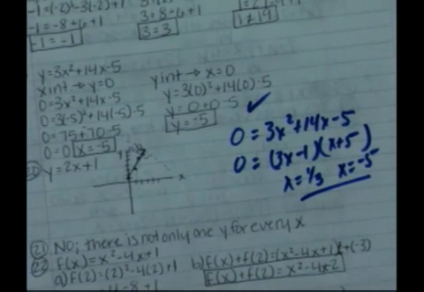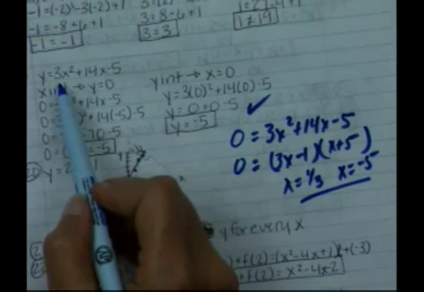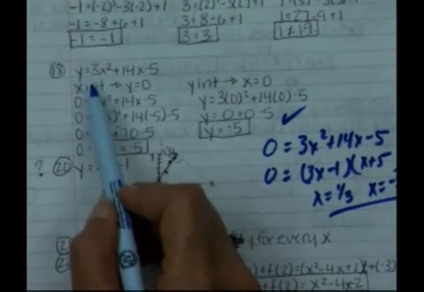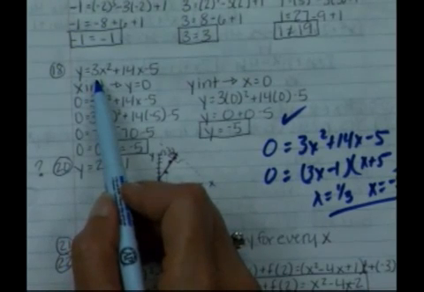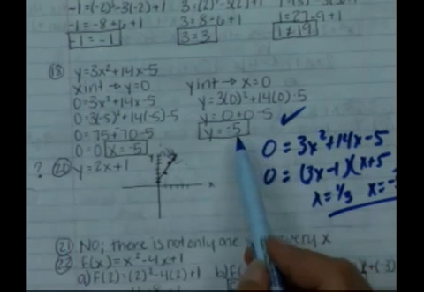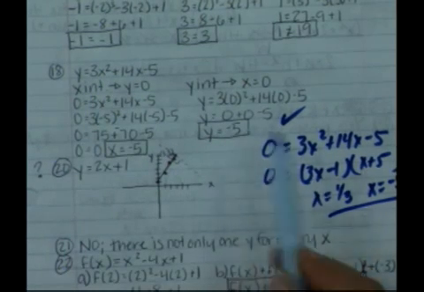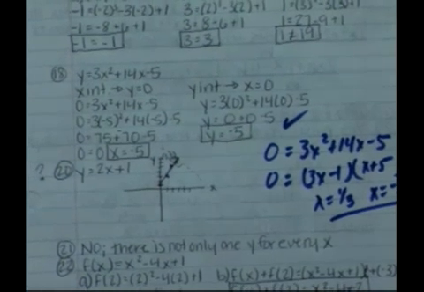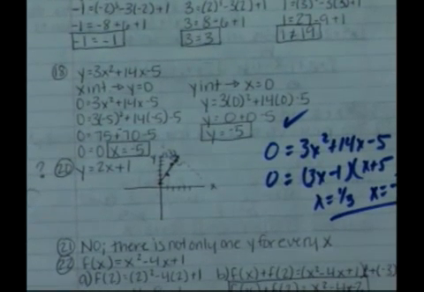All right, so this is the graph of a parabola. And you know it's going to open up because it has a positive in front of the x squared. It's going to touch the y-axis at -5, and it's going to intersect the x-axis at two places, positive 1/3 and -5. Any questions on 18?